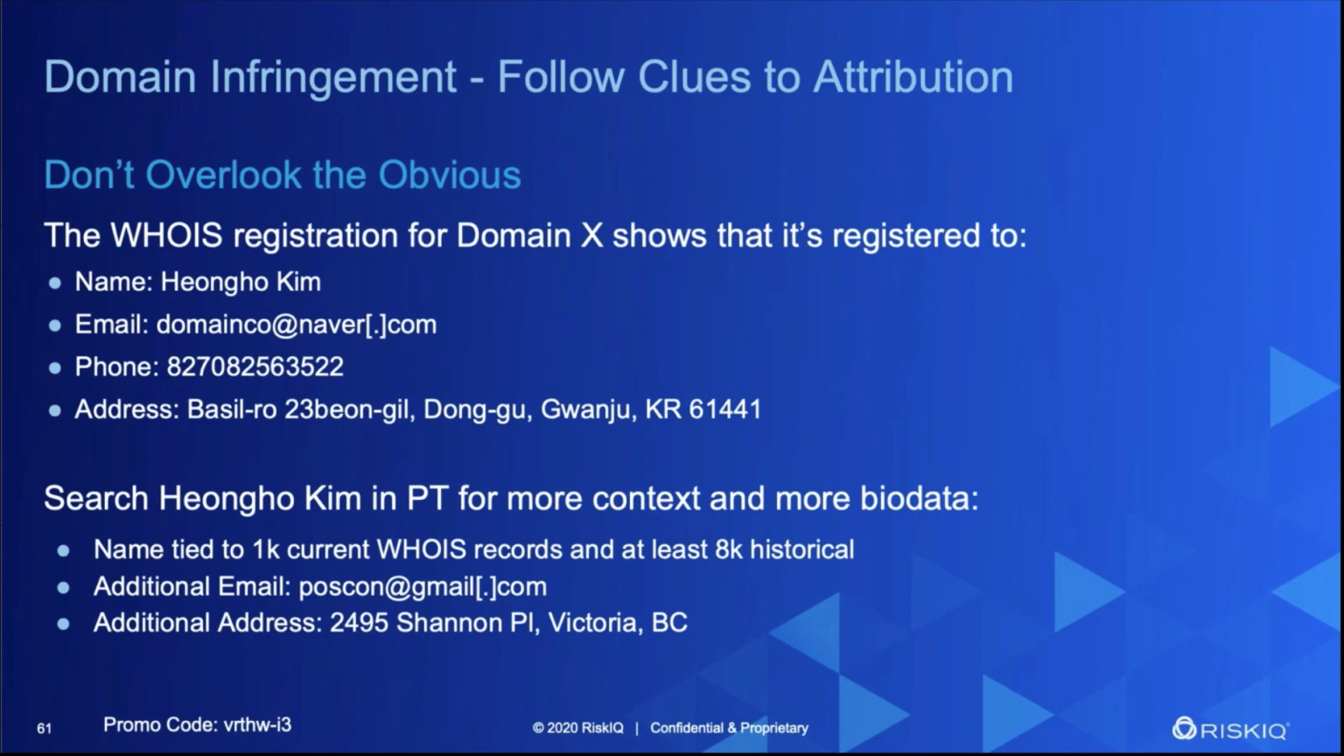So I actually searched Mr. Kim here in Passive Total. In the search bar, you can just search for WHOIS name. And I just searched for that directly. Turns out this individual is tied to thousands, I think about 8,000 different domains. And obviously you don't need to go through all 8,000, but if you start clicking around, it quickly became apparent that there was another email address and another physical address that were used interchangeably with the ones we saw at the top. Next slide.